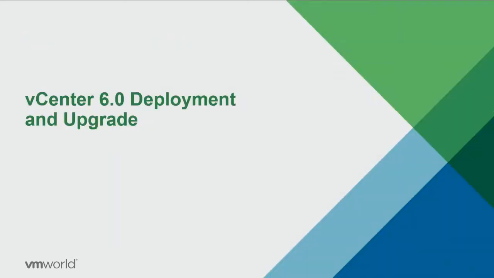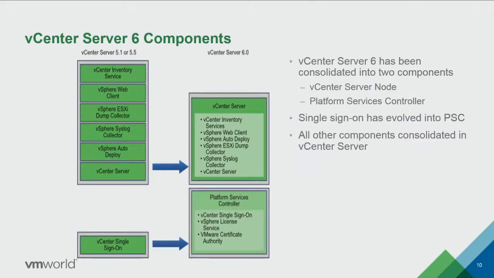So we'll get into deployment and upgrade, and the first thing to talk about for deployment and upgrade is some of the changes that we've made. Previously, in 5.1 and 5.5 you had a number of services, and for some set of these services you could actually deploy them separately from vCenter, the vCenter server itself. And now we've gotten a little bit more prescriptive, and we've brought in those services into the core vCenter server.